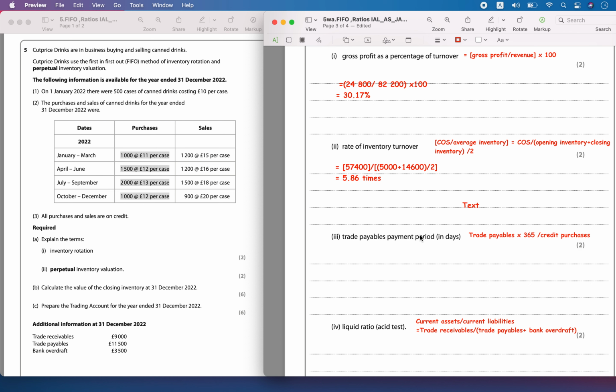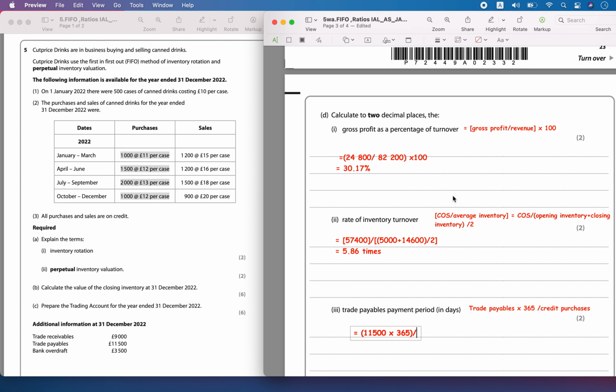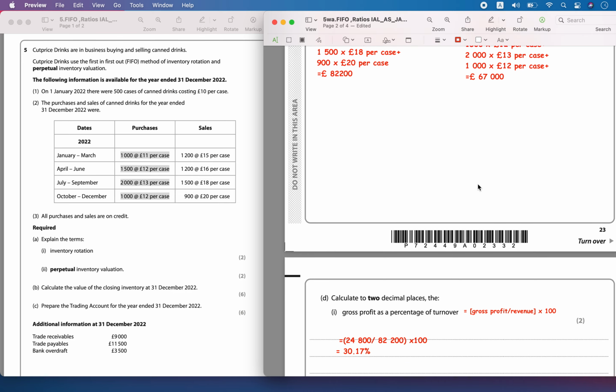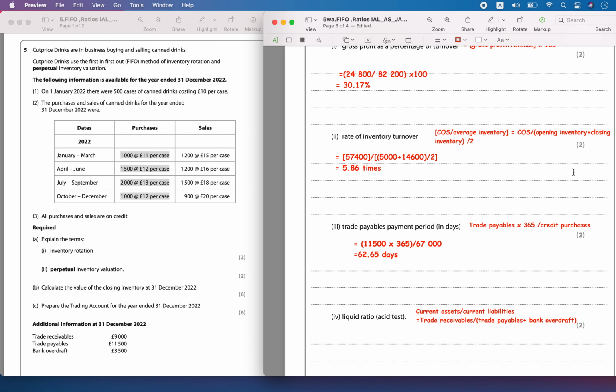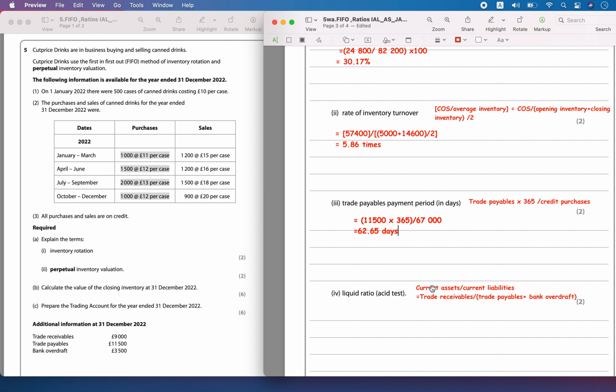So trade payables was around 11,500. So let's write here. So trade payables payment period is equal to 11,500 times 365, okay, divided by the credit purchases. The purchases were around 67,000. So the value is going to be equal to 62.65 days.